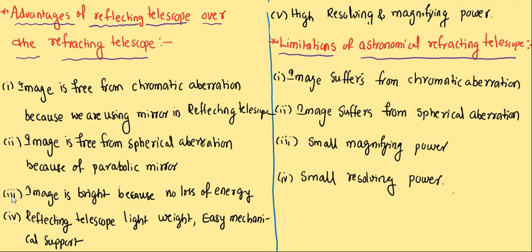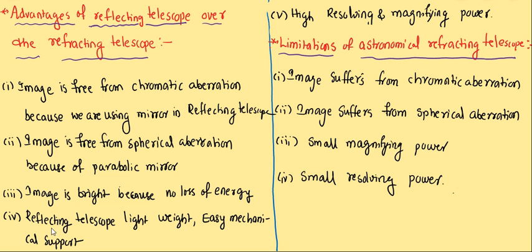And this third point is that the image is bright in the reflecting telescope. Why? Because there is no absorption of the light energy, there is no loss of energy. If the light refracts, then it passes through the lens. During that, the lens molecules may absorb some light, right? And during reflection, there is no loss of energy. That's why the image forms with more brightness.